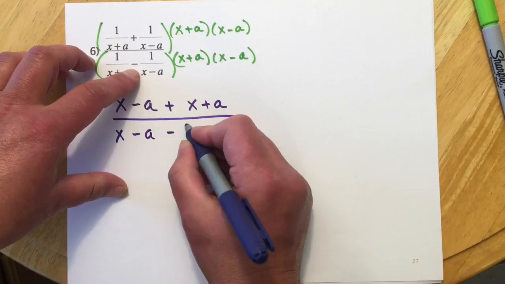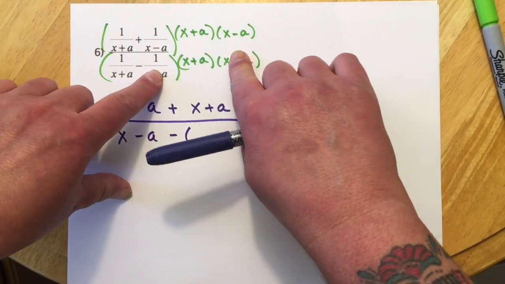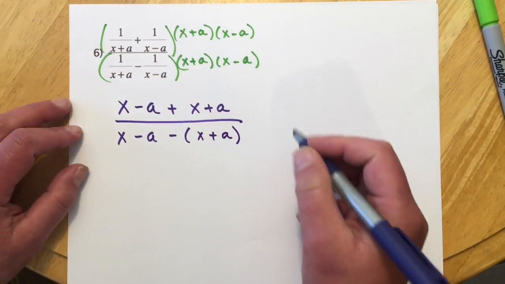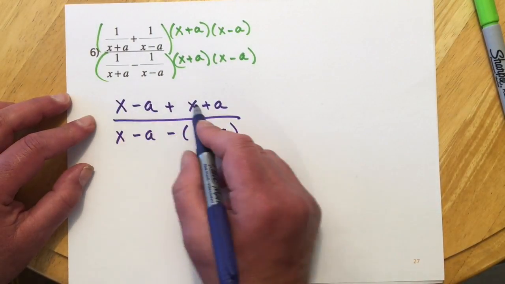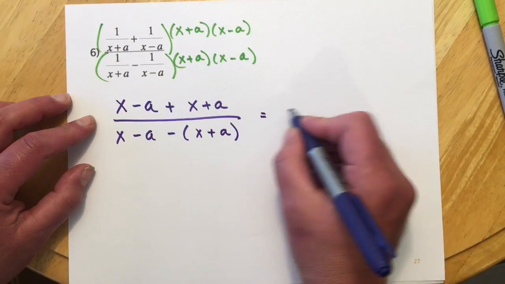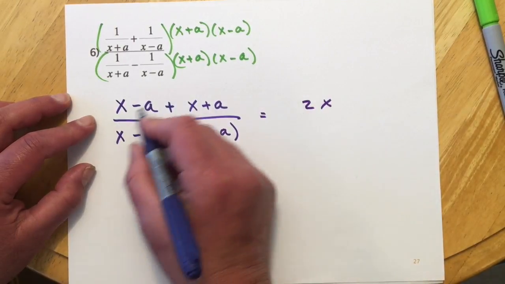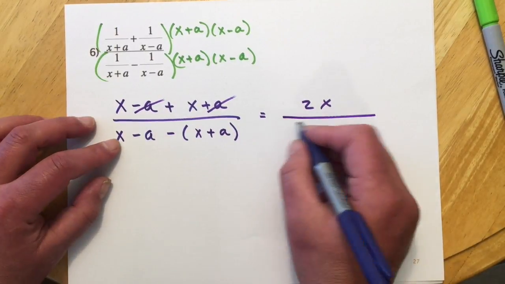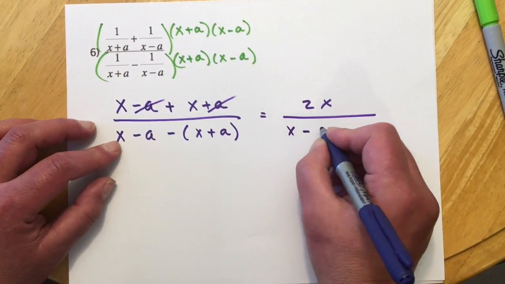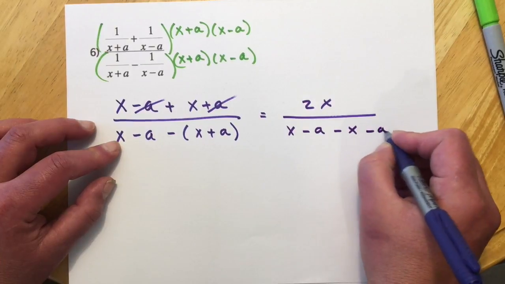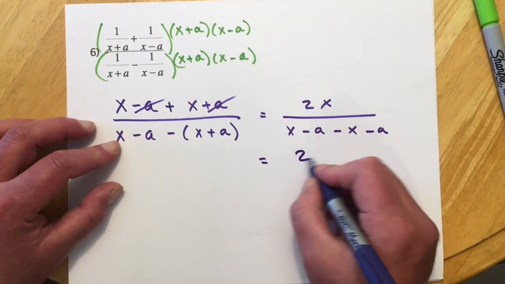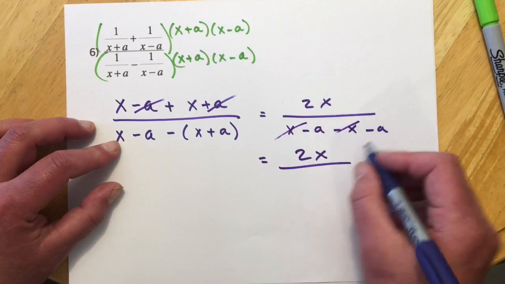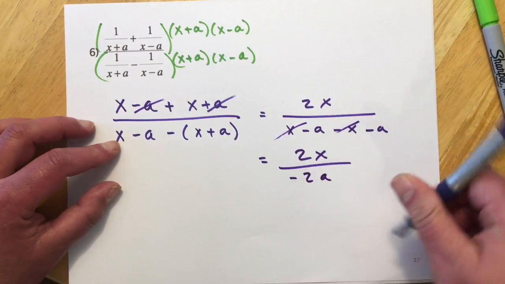And then minus, so that's where we need that parenthesis. X minus a is canceled, so leaving x plus a. So up top, we have x plus x, so that's going to be 2x. And minus a plus a, so those drop out. Downstairs, let me do that distribute, and then I'll collect. X minus a minus x minus a. So that will be 2x, x minus x, those are gone. Minus a, so that's minus 2a.